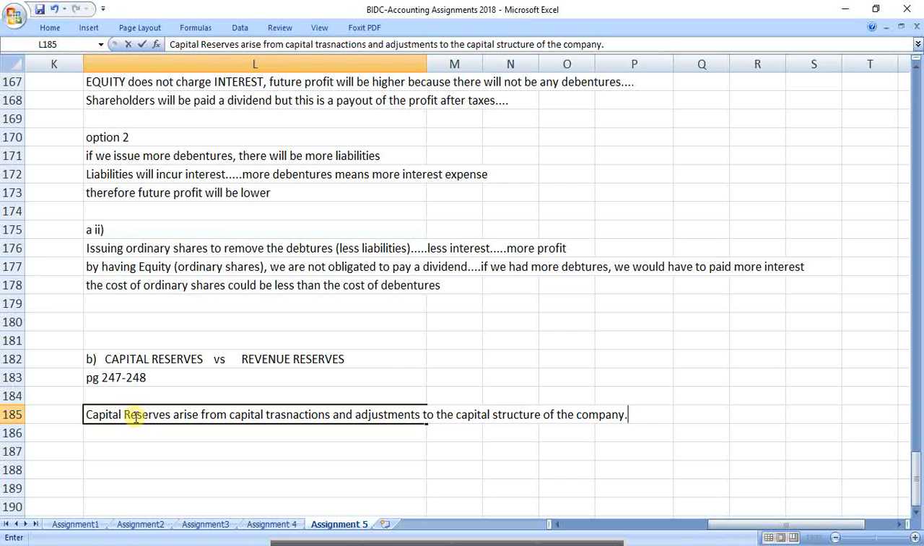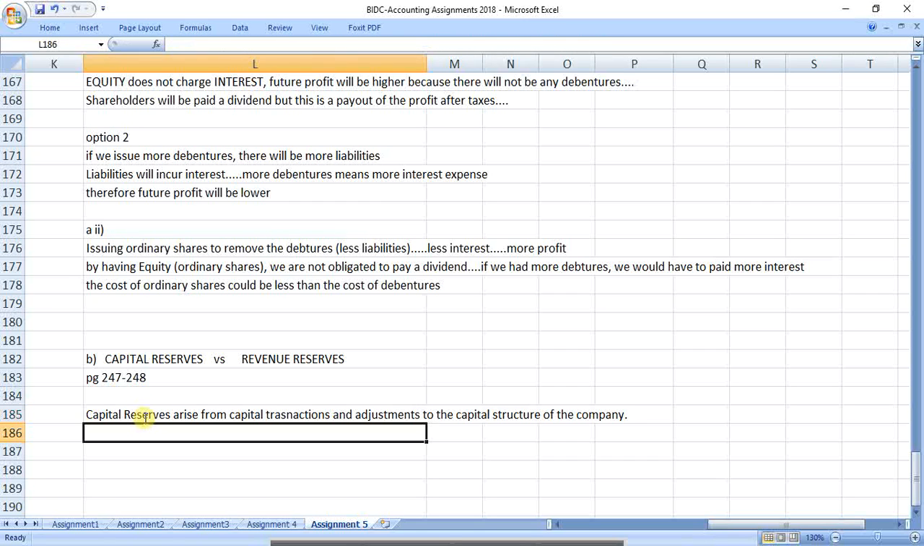What did they say? They said, explain the difference between capital and revenue reserves. So we need to define it. The textbook gives you that definition. Then I'll read out the definition for the other one, we'll write it down as well, and then we'll just say 2 notes about the differences, because it's out of 4 marks.